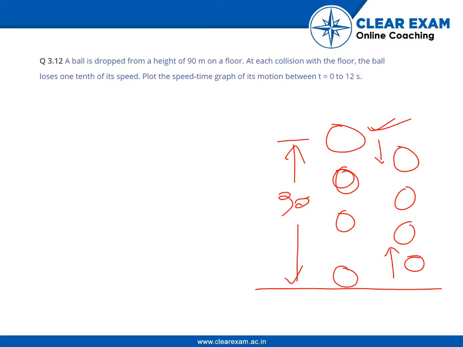Why? Because it loses its speed. And what amount of speed is that? It loses one-tenth of its speed. So if the initial velocity is u, after losing one-tenth of its velocity, its second velocity would be what? 9/10 of its initial velocity, which is u. So that is the context here. Now we need to calculate the speed and time at different instances, and then we need to plot the graph, right?